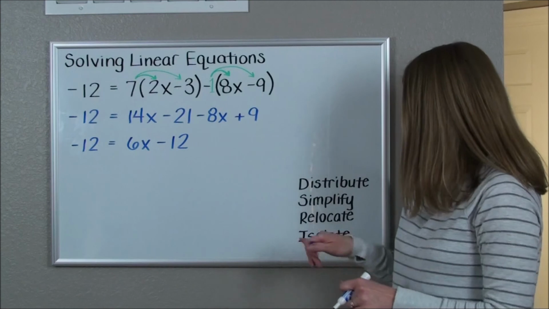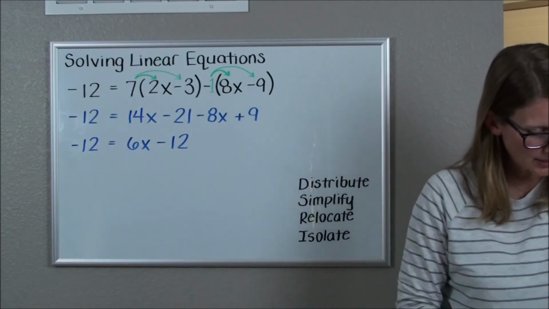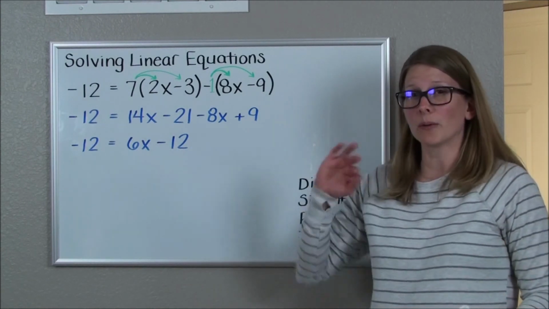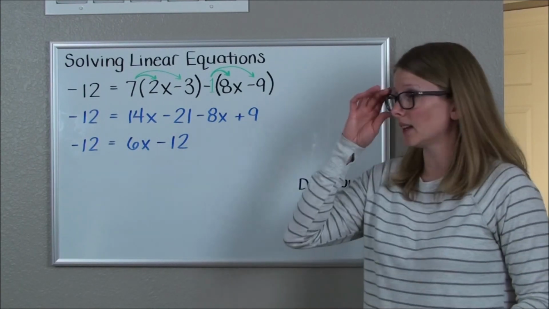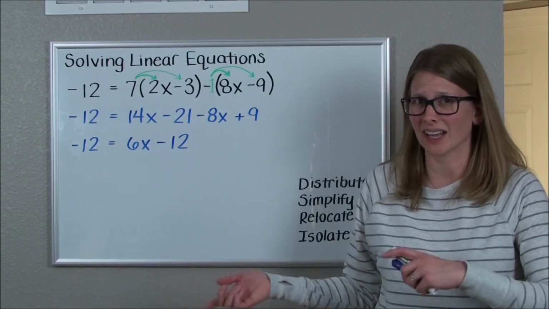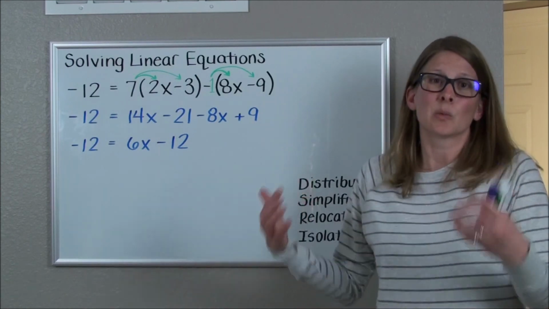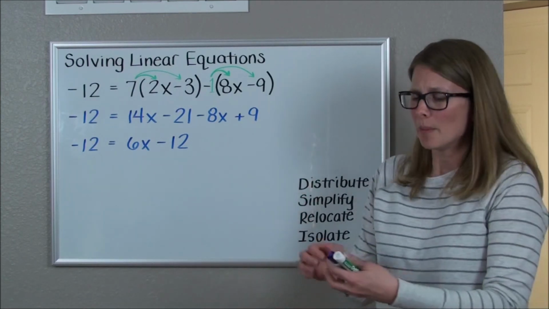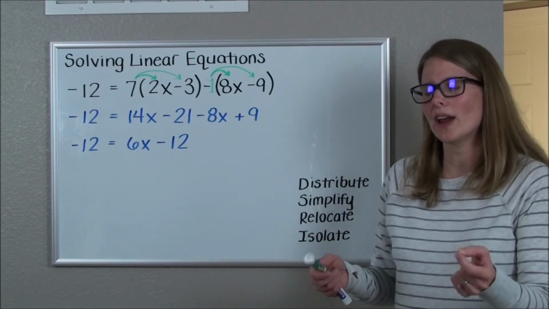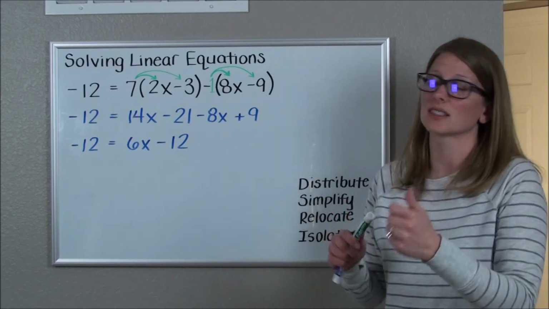Now my job is to relocate. I want letters on one side, numbers on the other. Now here's the deal. I like to say let's put the letters on the left, and it's going to help a lot when we get to the inequalities in the next video. But technically it doesn't matter what side the letters or the numbers go on. It really doesn't matter. The idea is that you want x's on one side, numbers on the other. But knowing where we're going with inequalities, I would still suggest trying to make that habit of putting letters on the left and constants on the right.